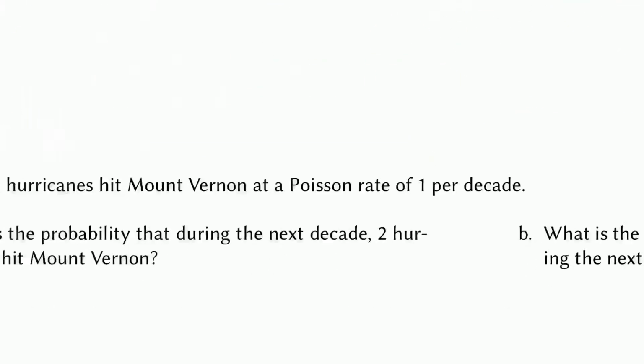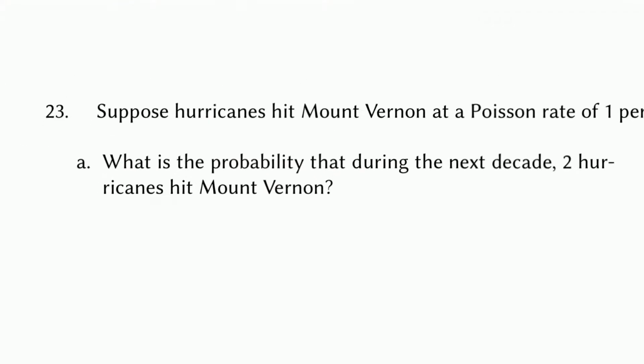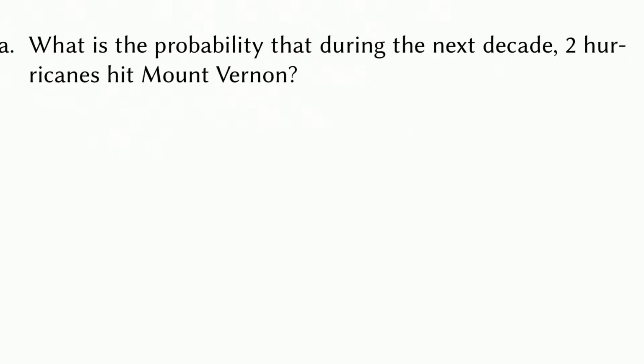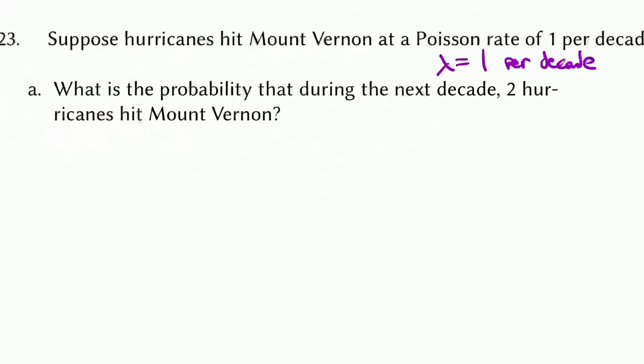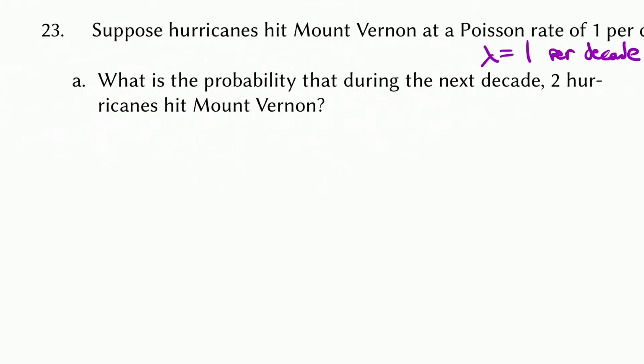All right, one more, and then we'll be done with this for now until you come and beg me for mercy later. Okay, so during the next decade, here it's another Poisson thing. Lambda is equal to 1 per decade. And so I want to know, what's the probability that we get 2 during the next decade?